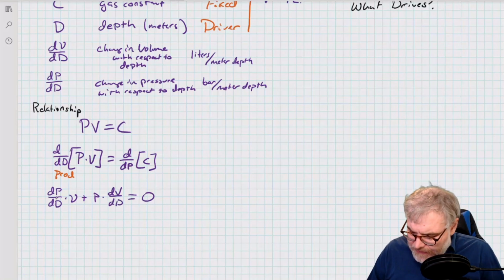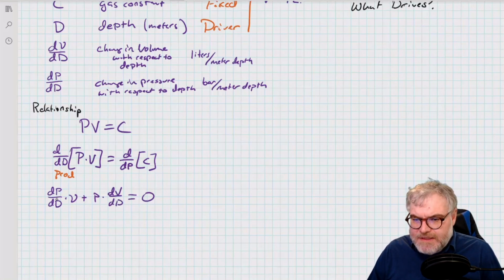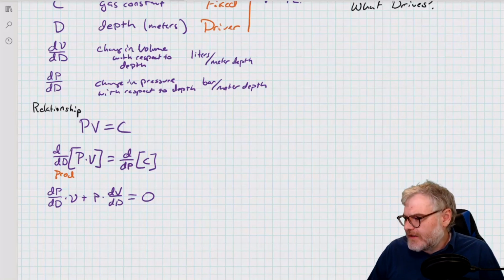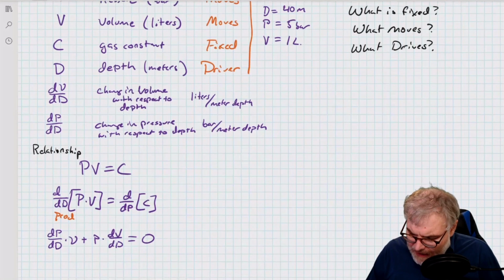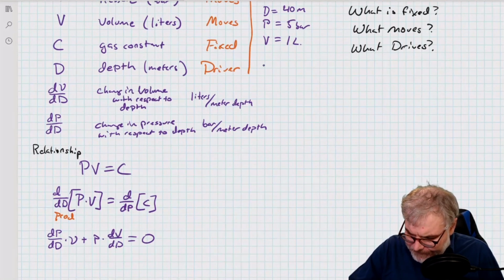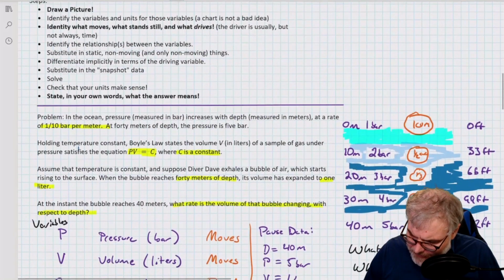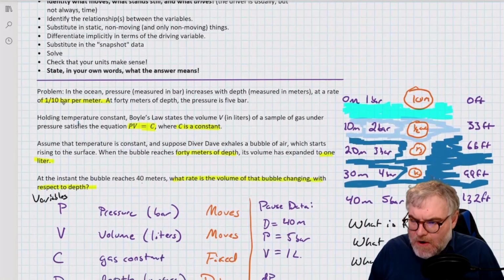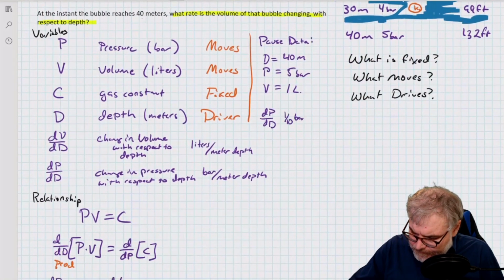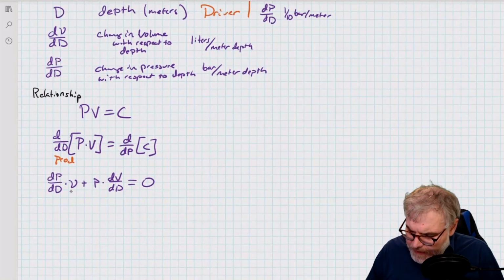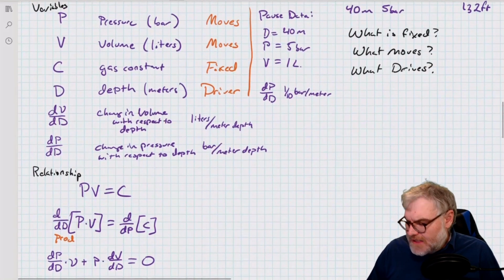Okay, so now I've got the derivative of p with respect to d times v plus, well, that's what I wanted, right? So what do I have here? I know that the pressure changes with depth. I actually do know that. That was way up here. That was 1/10 of a bar per meter. The volume, so now I sub in my snapshot data.